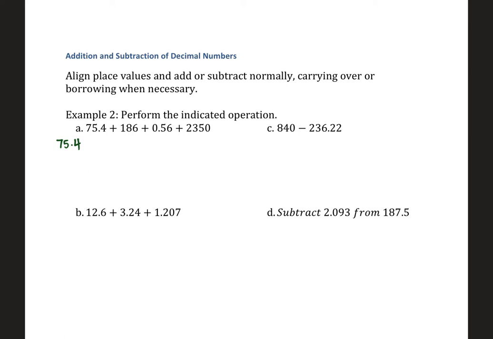So 186.0. You can put that 0.0 just to help it, so that you're not confused. 0.56, 2350. Again, the decimal point's at the end, 2350. And again, I usually like to just fill in zeros. You don't need to, but I like to, just so I'm not super confused.